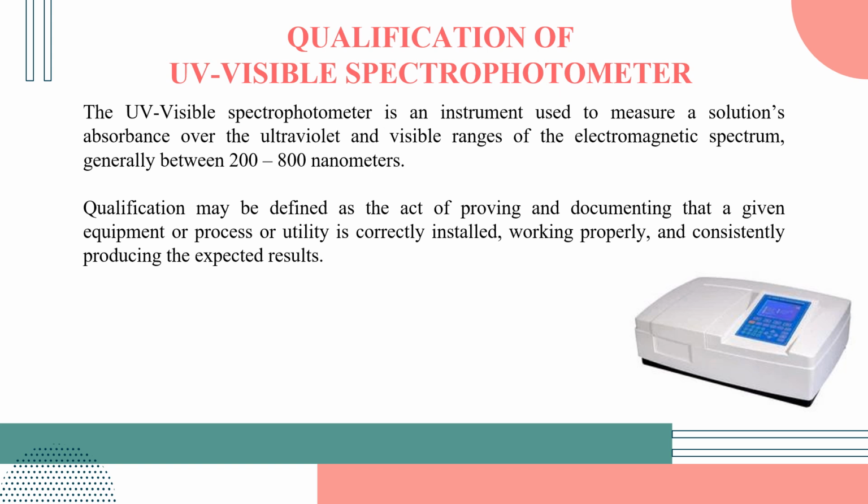The next topic is qualification of the UV visible spectrometer. As we all know, the UV visible spectrometer is a very important instrument used in the analysis of various drugs or samples. We measure the solution's absorbance in the UV visible range. Qualification may be defined as a document through which we can assure that the particular UV spectrometer is calibrated, correctly installed, and gives accurate results.